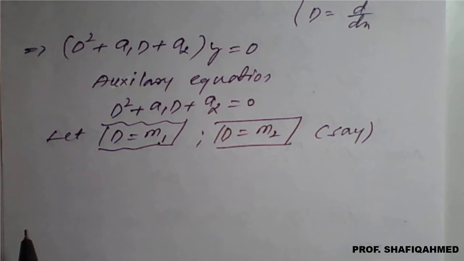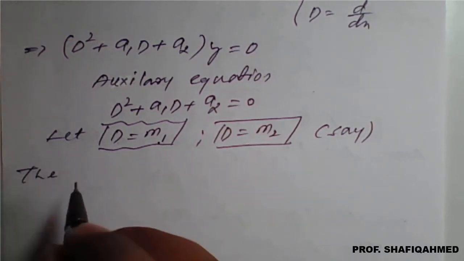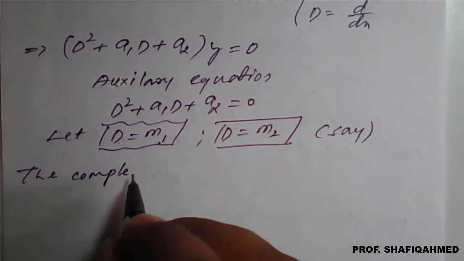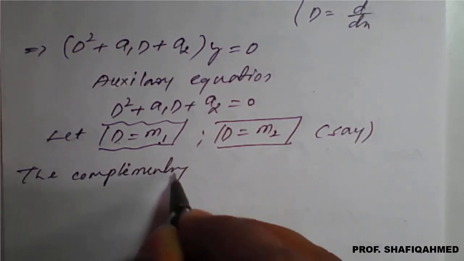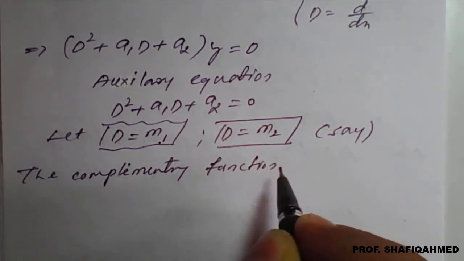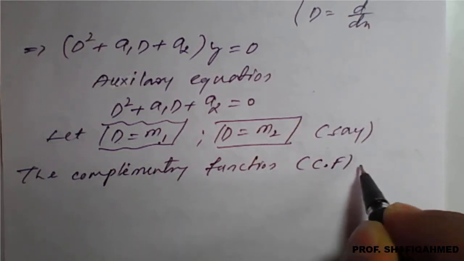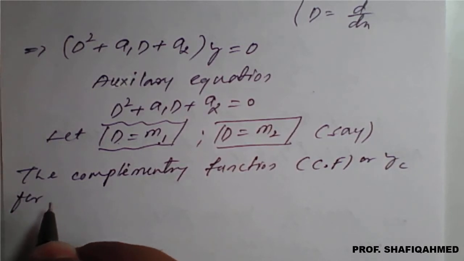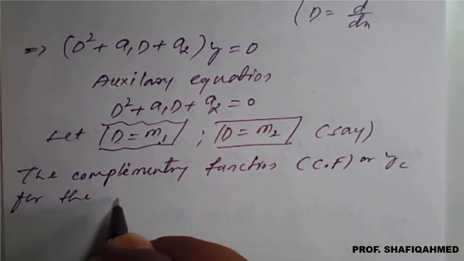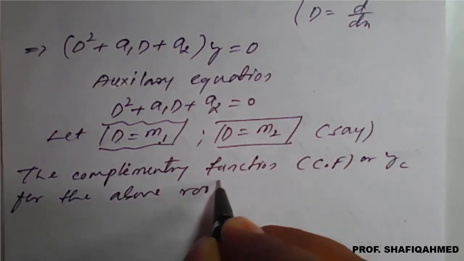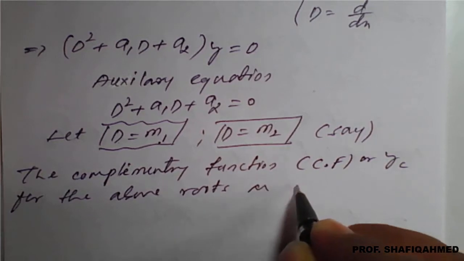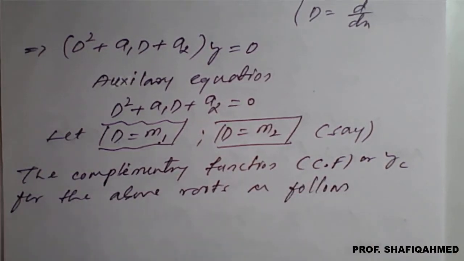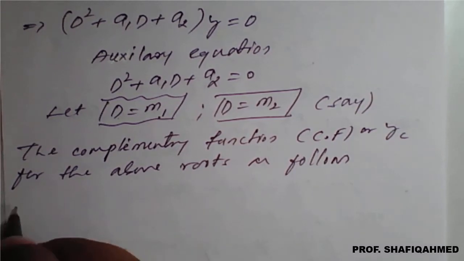So therefore, based on this I can say that the complementary function, in short it is going to be called CF or yc, for the above roots is as follows. Okay, so we'll see one by one. So case number 1.